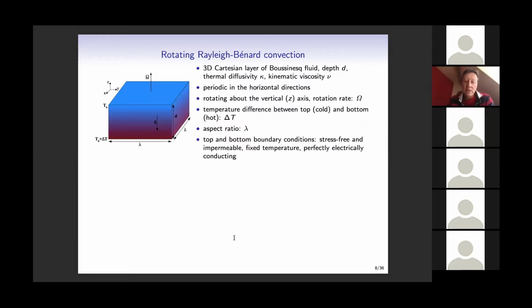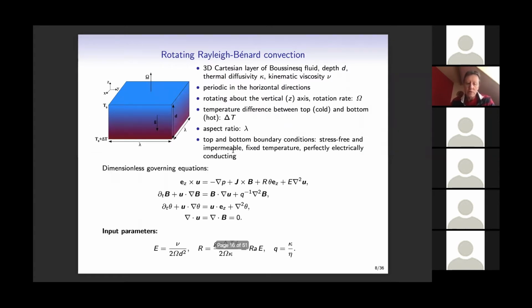It's rotating Rayleigh-Bénard convection, rotating about the pole in a periodic box, periodic in the horizontal directions, with simple boundary conditions, top and bottom. Simple, I mean stress-free, impermeable, fixed temperature, perfectly conducting. That's probably not crucial, but these are mathematically, computationally, the most convenient things you can do. So these are the equations. Boussinesq, okay, to make life easy.